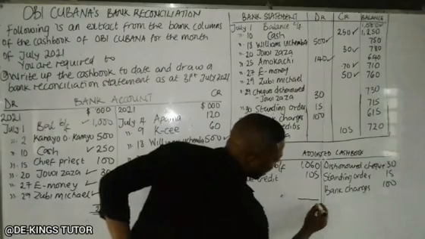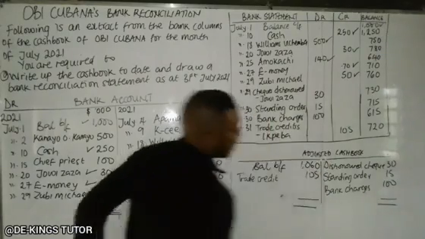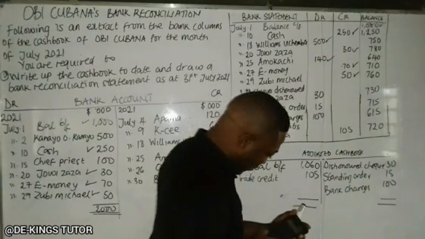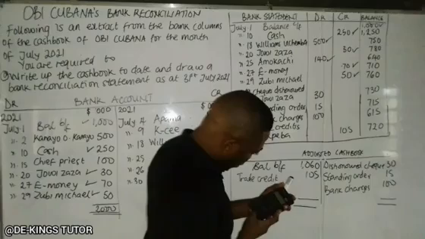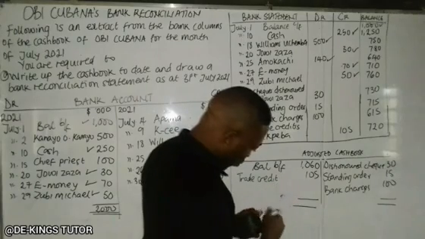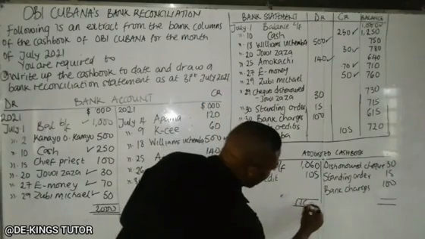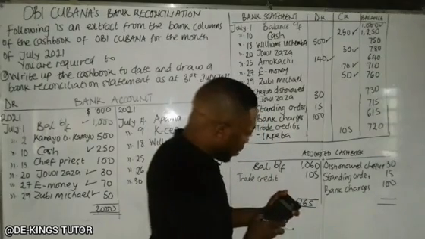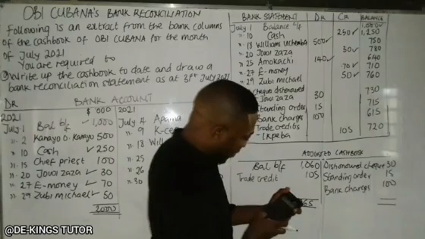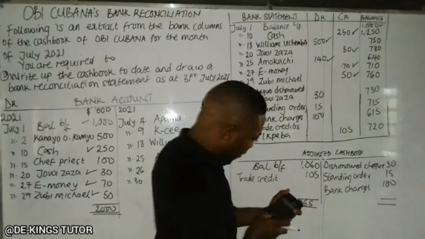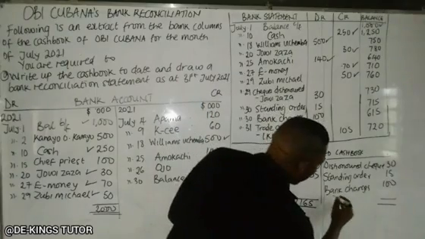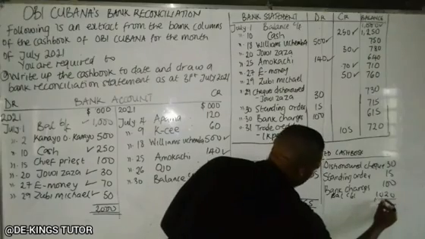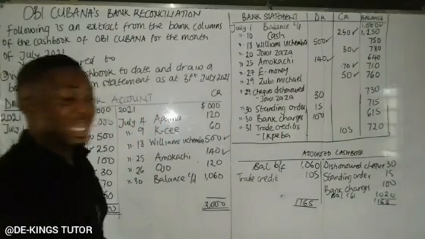Okay, so we're going to add this together. So adding this now, we have 1060 plus 105. We have 1165. So we have 30 plus 15 plus 100. So 145, 1165 minus 145. So we have the balance carried down is 1020. So that's the adjusted cash book.